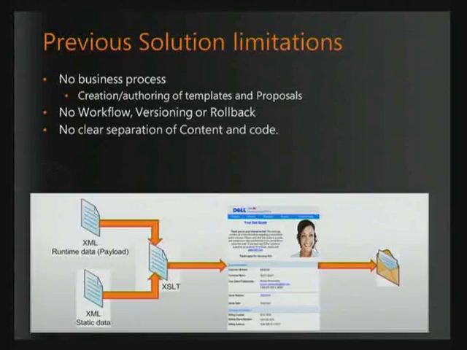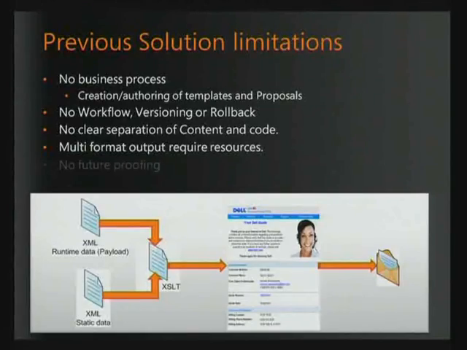This is another big problem. There's no clear separation between the content and the code. Anytime we want to change something, we have to change either the XSLT or the XML, the static data. Then multi-formatting. Today, we send out emails as plain text, or HTML as this shows. We send out PDFs for proposals. We send XPS, the new format from Microsoft. And every output requires a new XSLT, which is a lot of time and resources.